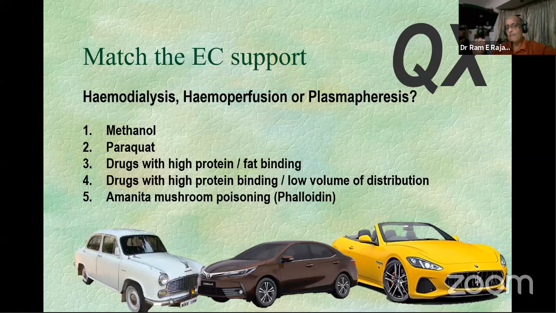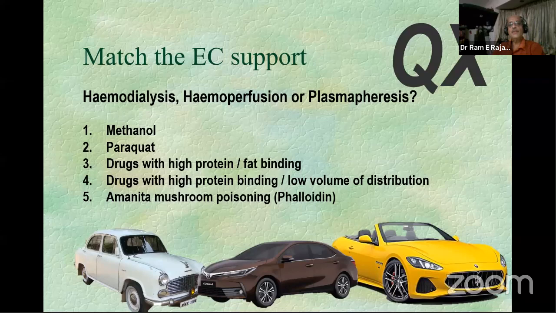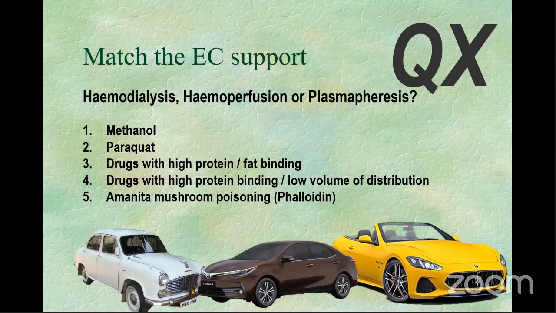But if the same high protein binding is associated with a large volume of distribution, pheresis will be useless, because between pheresis episodes there will be a huge recirculation of the drug. One of the typical drugs with a high protein binding and a low volume of distribution is the last one: the Amanita poisoning, the phalloidin, which can be very eminently removed by plasmapheresis.